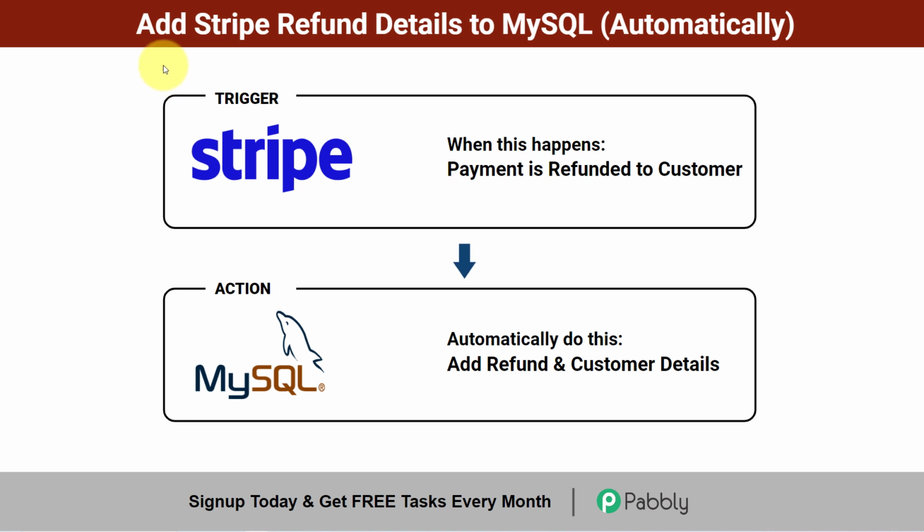In this video, I will show you how you can add your Stripe refund details directly and automatically to a MySQL database. I'm going to automate this process by simply connecting the Stripe payment gateway and MySQL, so that whenever a payment is refunded to a customer via Stripe, all the refund as well as the customer details will be added automatically to MySQL. Want to learn how you can do that? Come with me and I will show you everything step by step.